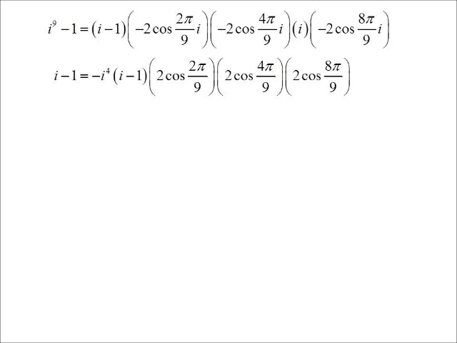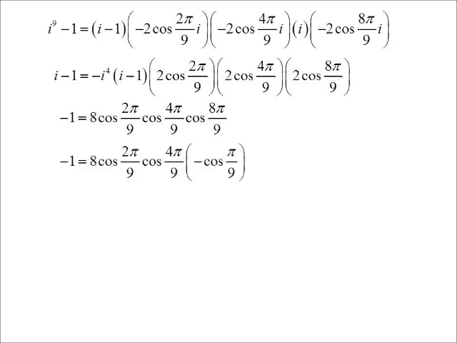So, we now have minus 1, because I've divided both sides by i minus 1, equals 8, because now I've pulled out the 2's. 2 times 2 times 2 is 8. Minus 1 is 8 cos 2 pi on 9, 4 pi on 9, 8 pi on 9. But hang on, the question didn't have 8 pi on 9. The question had pi on 9.